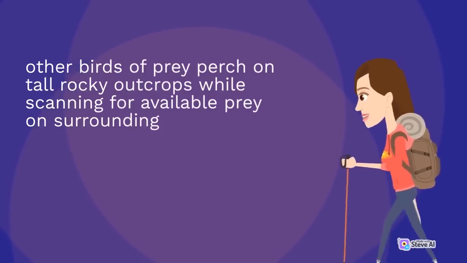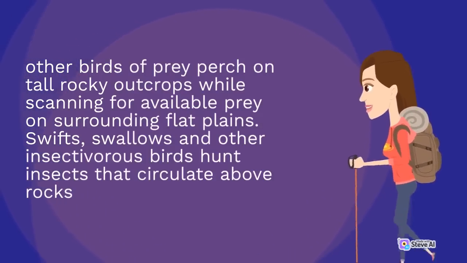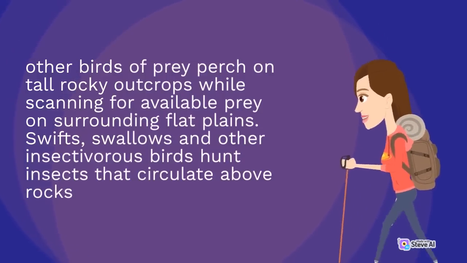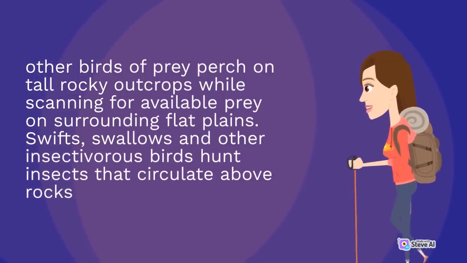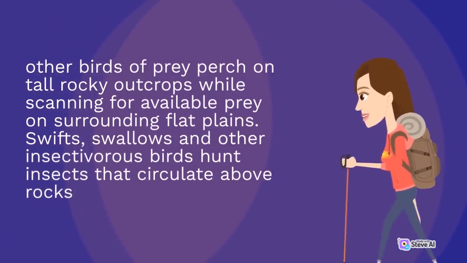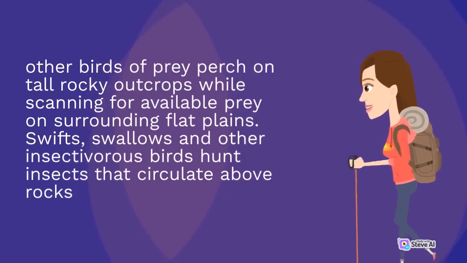other birds of prey perch on tall rocky outcrops while scanning for available prey on surrounding flat plains. Swifts, swallows and other insectivorous birds hunt insects that circulate above rocks.